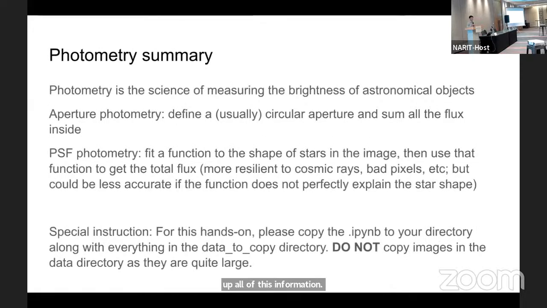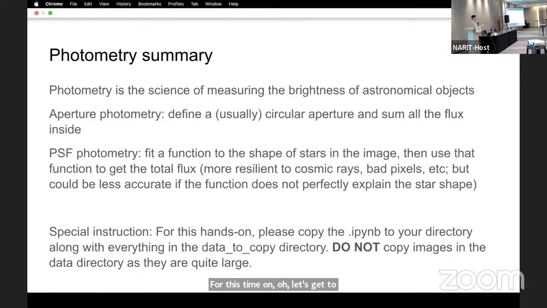So, as a summary, photometry is the science of measuring light. We can do it in two different ways. Aperture photometry, where we just define an aperture and sum everything up, is susceptible to issues with your image. There's also PSF photometry, where you say what the shape of the star looks like and come up with a function that you fit, then integrate to get the flux out. For the hands-on, let's get to that after you come back. But any questions?